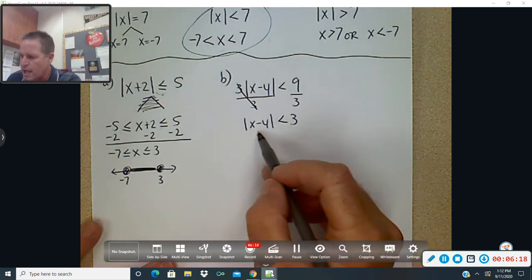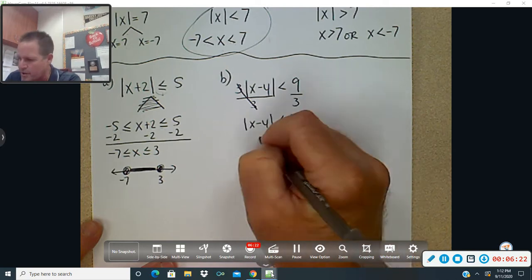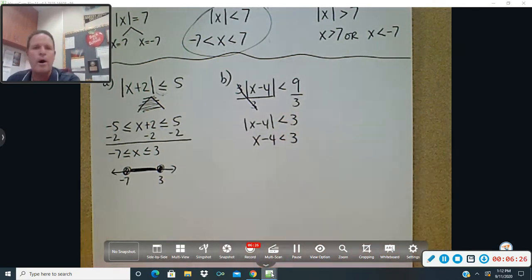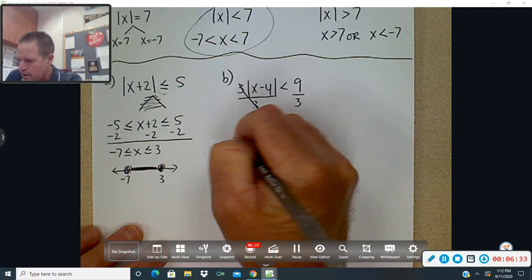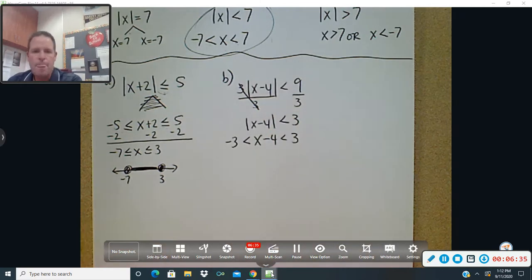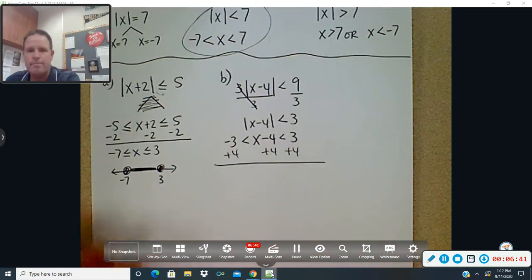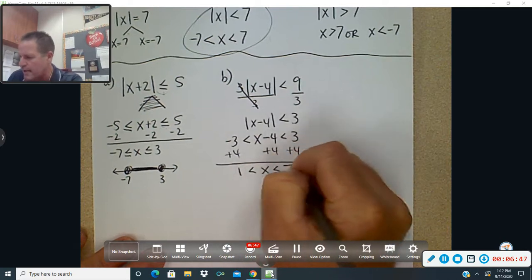All right, so now, a less than is a sandwich. The symbols are going to go the same way. So the first one I write is exactly as it is, no bars. No change in it. Exactly as it is, no bars. The symbol is going to go the same way, but with negative 3. And now you've done it. You just got to add 4 to each side. It's all in the setup, you guys. Once you get the setup, boom, you got it. Negative 3 plus 4 is 1, less than x, less than 7.